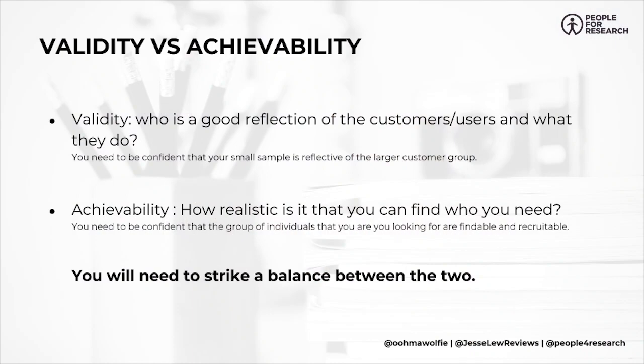So the first thing that I would start thinking about is this idea of validity against achievability. By validity, I mean thinking about whether these people, or this person, will be a good reflection of the customers or users and what they're going to do. Because we can't speak to everyone, I need to be confident that the small sample of people I ask you to recruit for me are reflective of the bigger population.